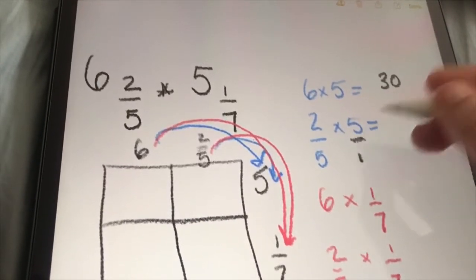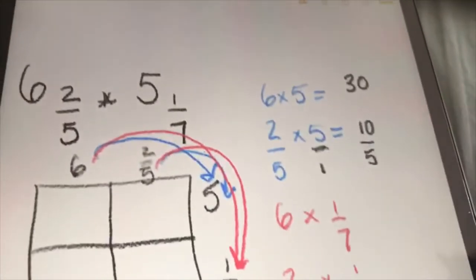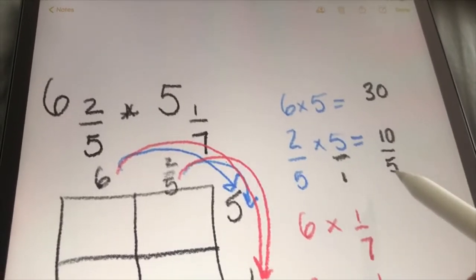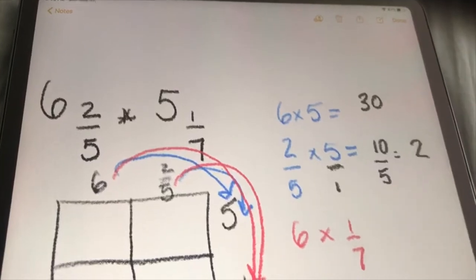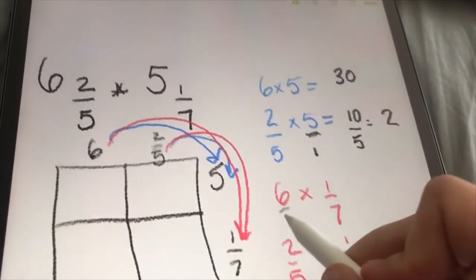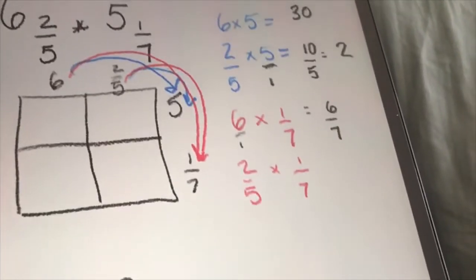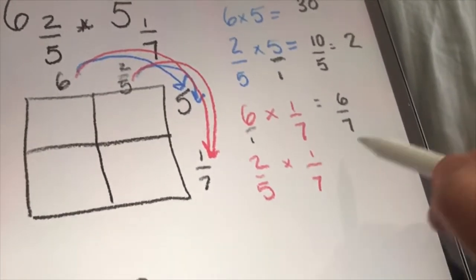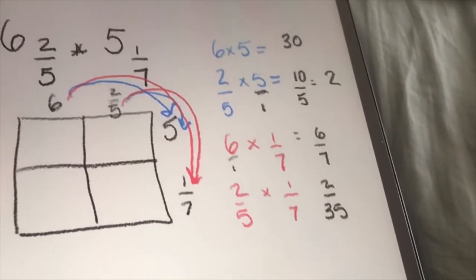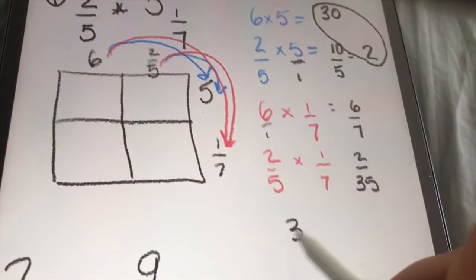Anything over 1 is itself, so here I have 10/5. Okay, now I know 10/5 is an improper fraction, and if I divide 10 divided by 5, I get 2. Okay, so that makes that a little bit easier to work with. Okay, this is going to be 6/7. Okay, and then this one is going to be 2/35. Okay, so again, remember we're going to add up these whole numbers here, and we get 32.